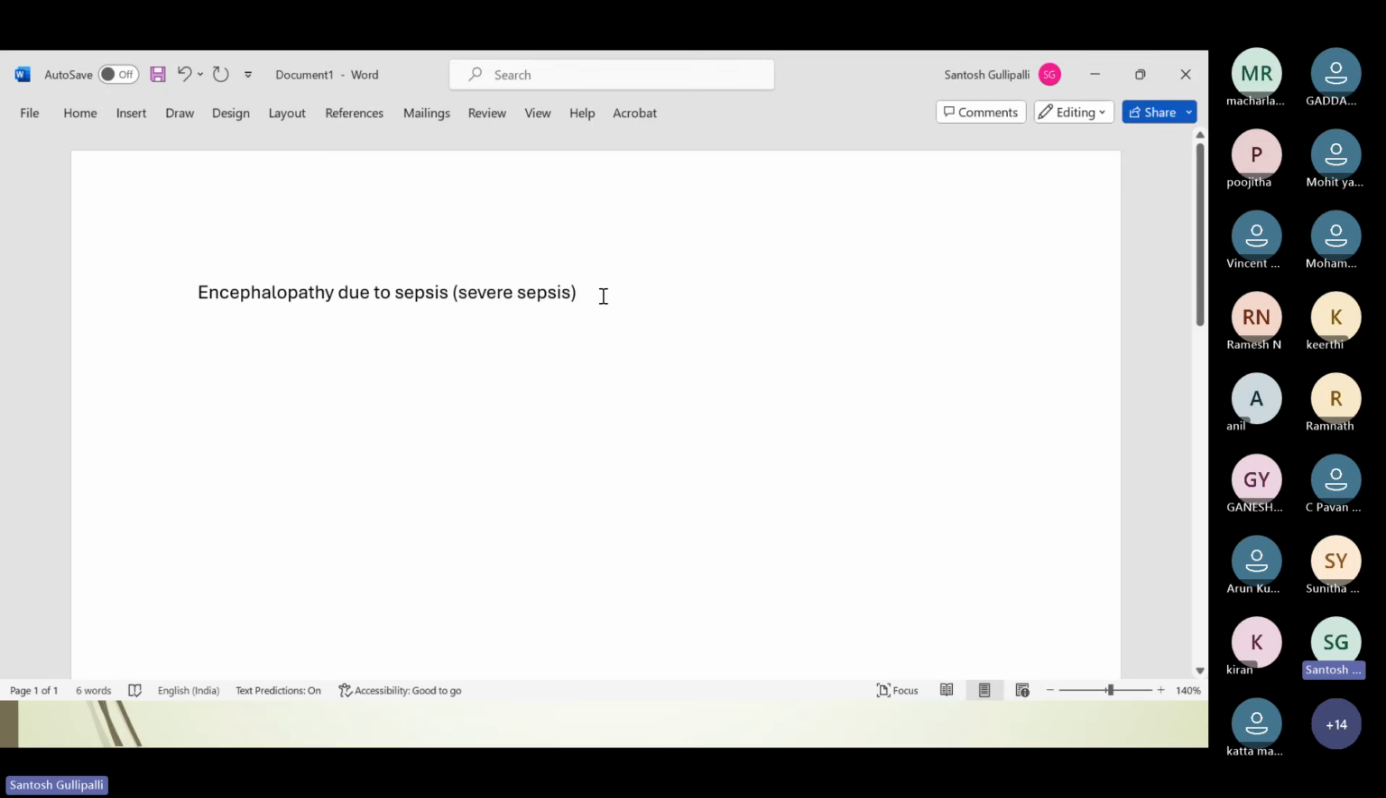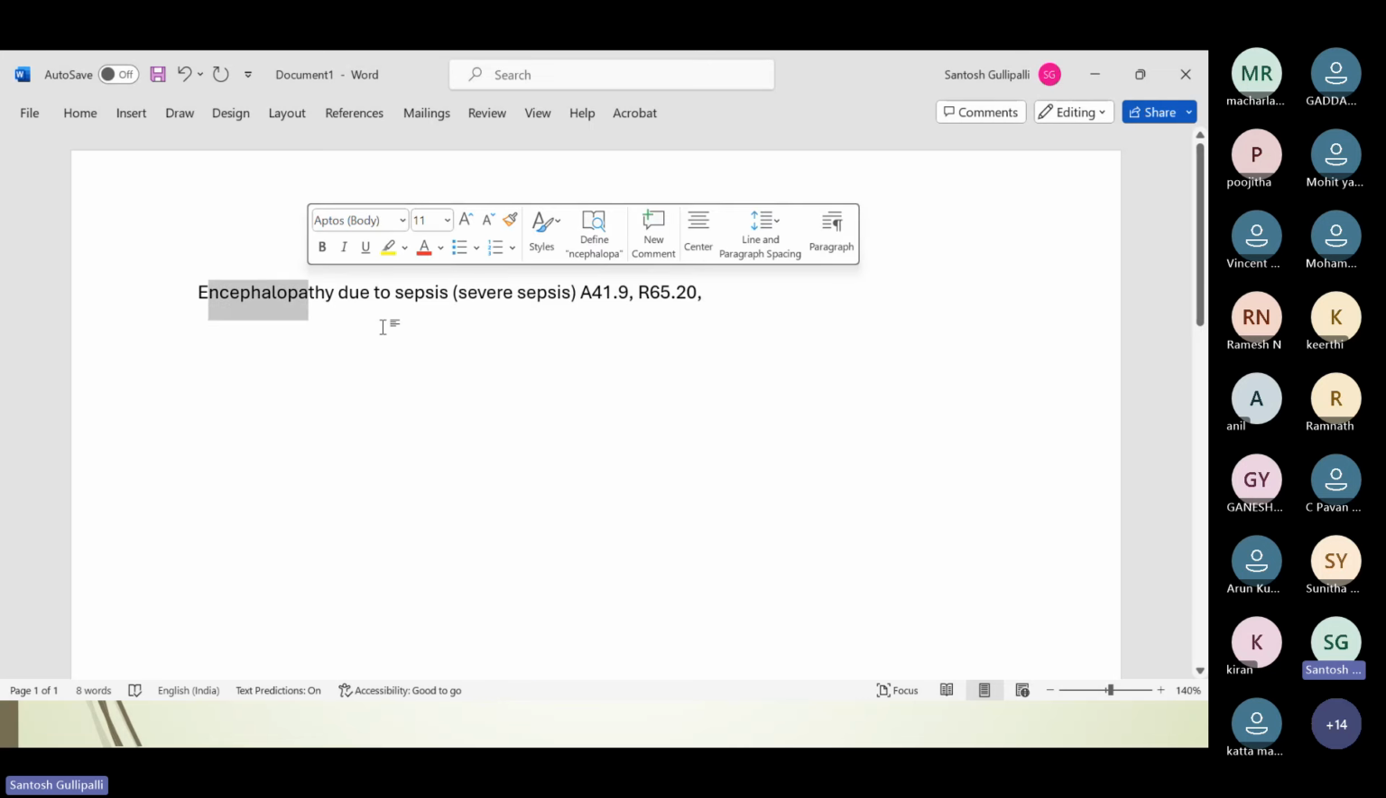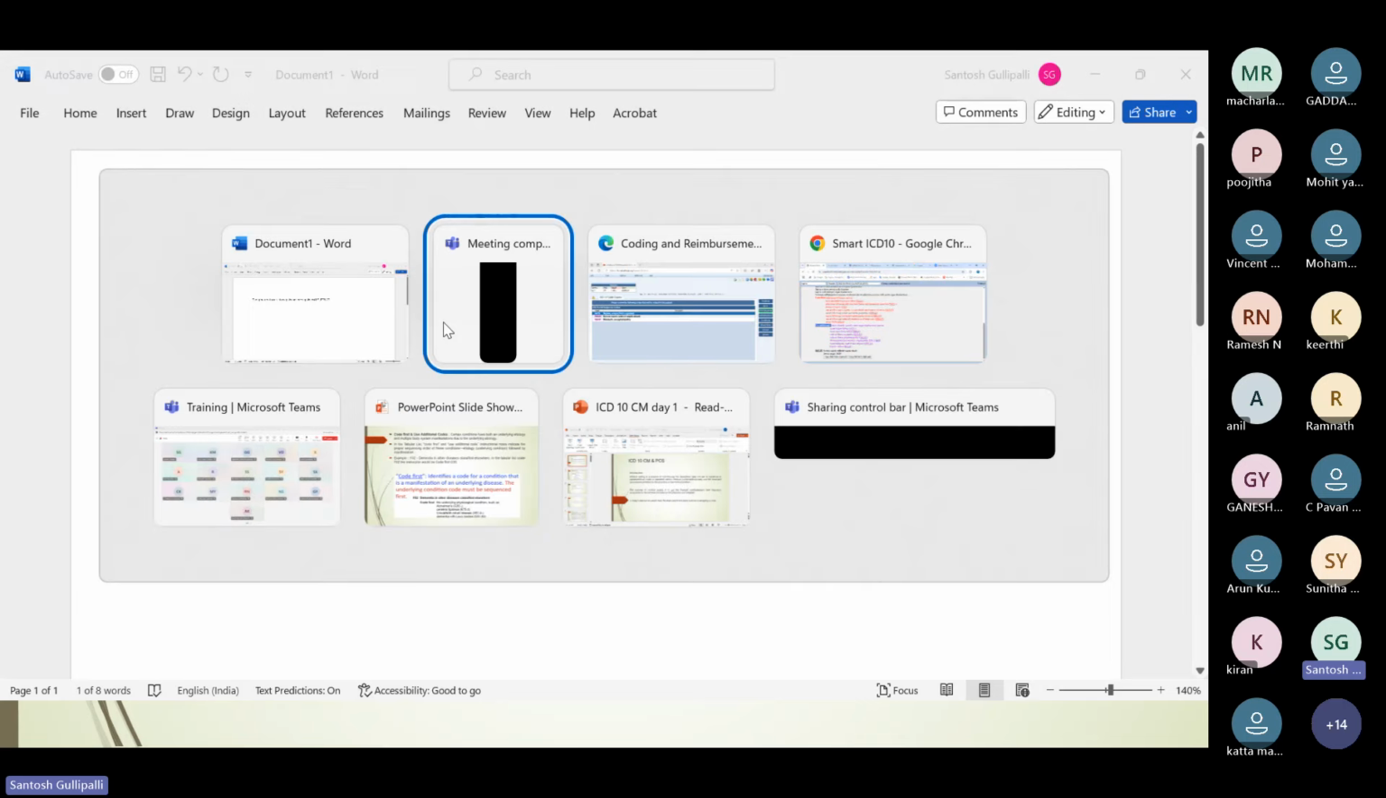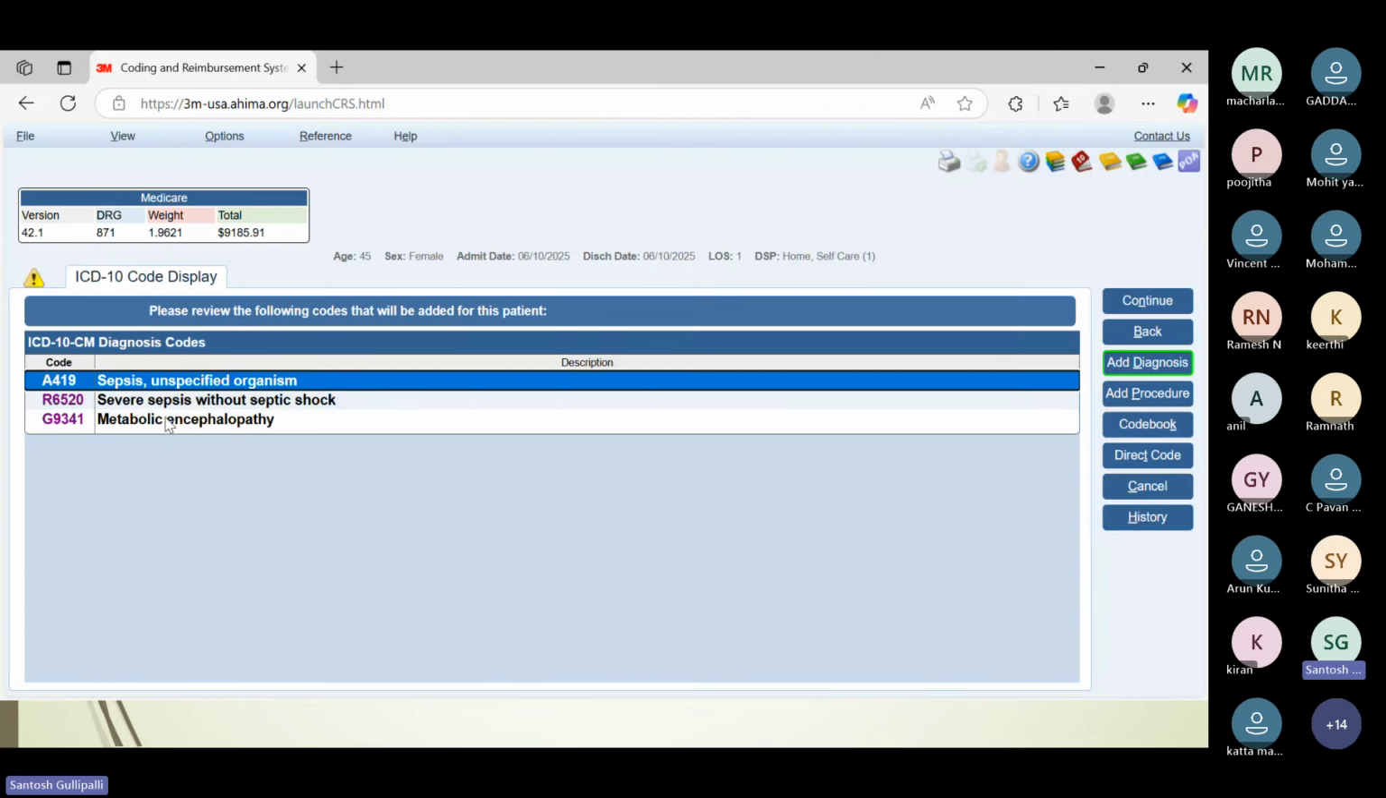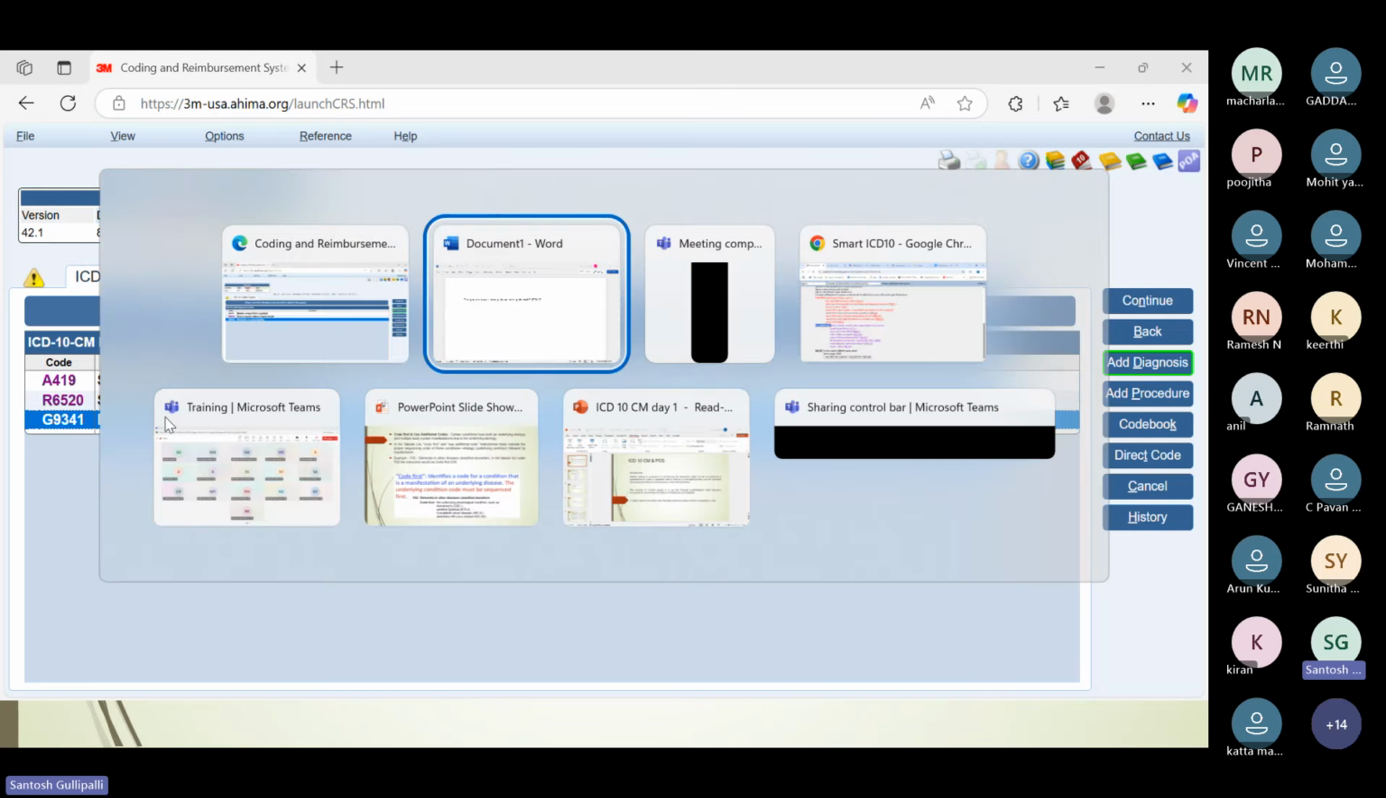When severe sepsis is documented, by default two codes: the first code is sepsis, and the second code is severe sepsis, R65.20. And you can give an additional code for the organ dysfunction. The encephalopathy due to sepsis is considered metabolic encephalopathy, so the code is G93.41.